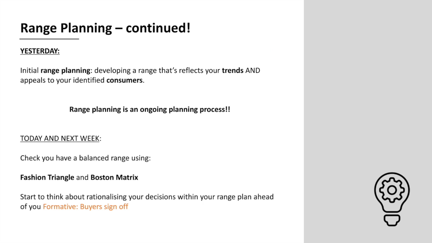So you're starting to think about rationalizing your decisions within your range planning process, and you will do this more importantly at your formative assessment buy sign off. So it's good to use the Boston matrix and fashion triangle at this point to start making sure you've got a balanced range, because you'll be able to use those templates to justify your decision making at formative.